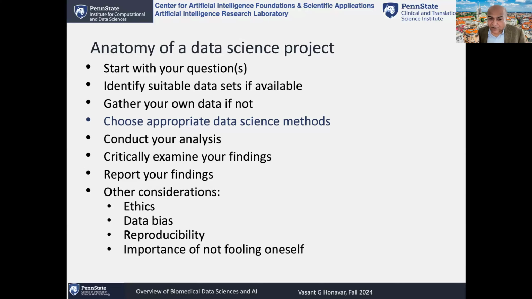And if you're going to gather your own data, then you better talk to somebody that understands study design, right? So you want to gather data of the type, and in ways, that would lend themselves to analysis to answer the questions that you started out with. And then you proceed to conduct your analysis. And there is this dictum about not fooling yourself, which means really critically examining all your findings, and eventually you report your findings. And at all of these steps, there are questions of ethics, data ethics, data bias, whether your analysis is reproducible, and so on.